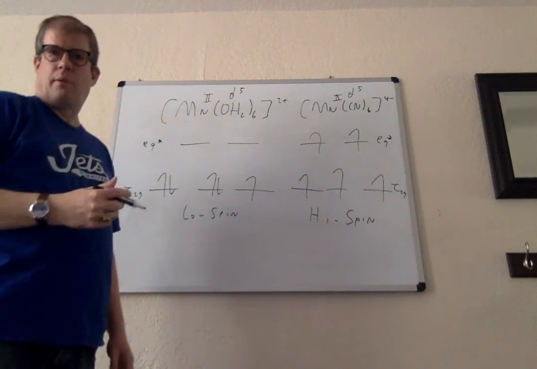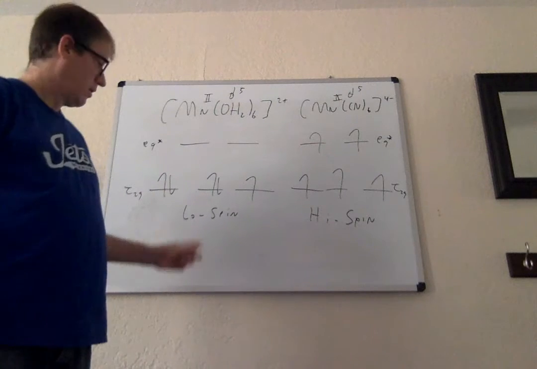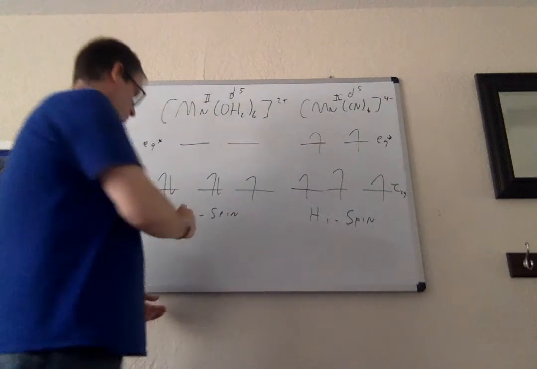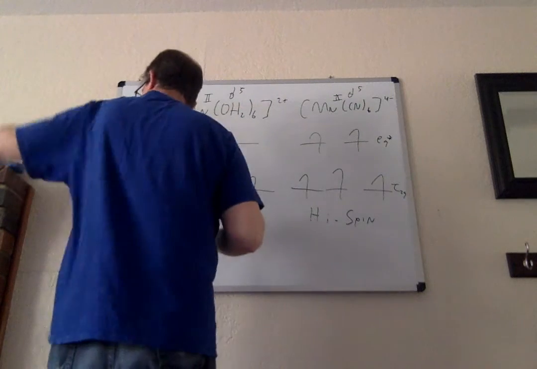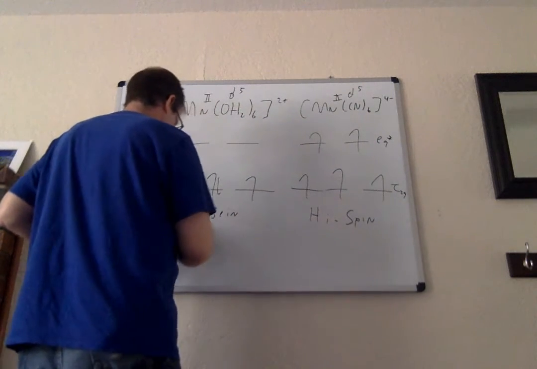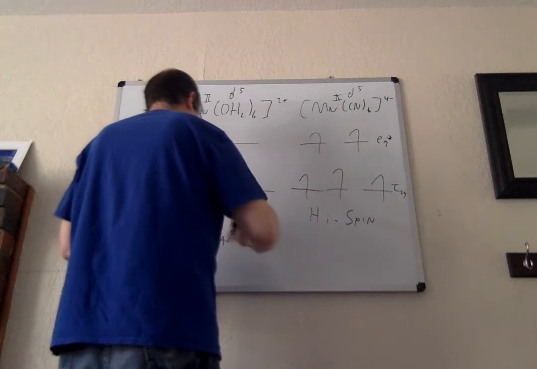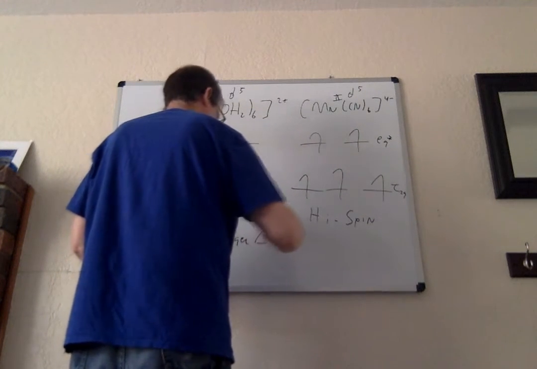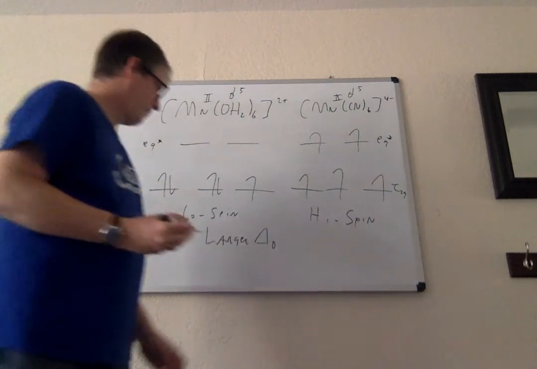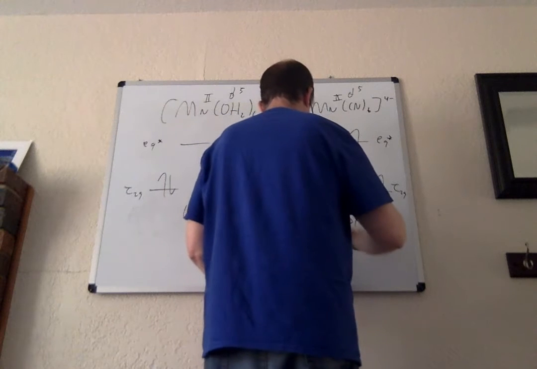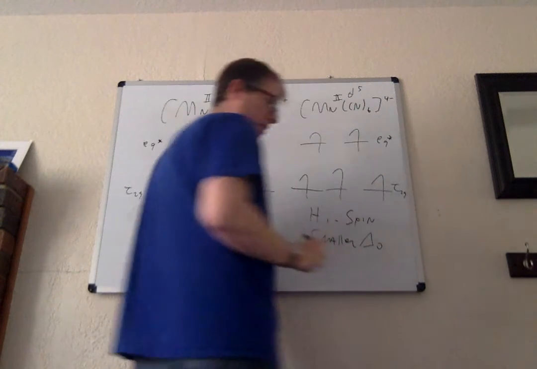And I went through the whole argument. I said that the water one was the low spin option, so they would have these smaller splitting power, larger delta O, whereas this one has smaller delta O.